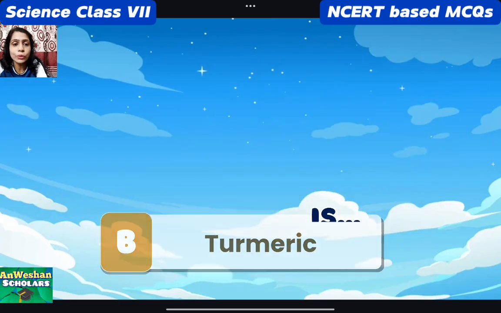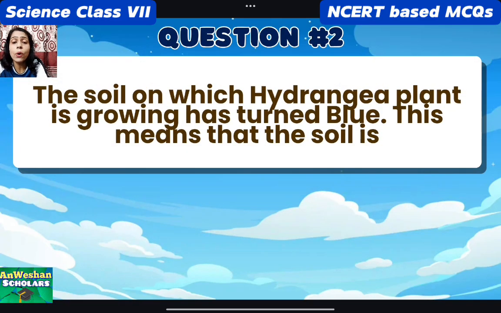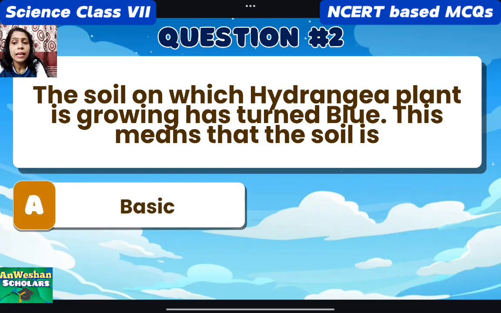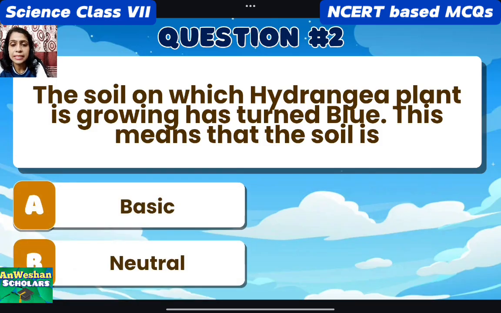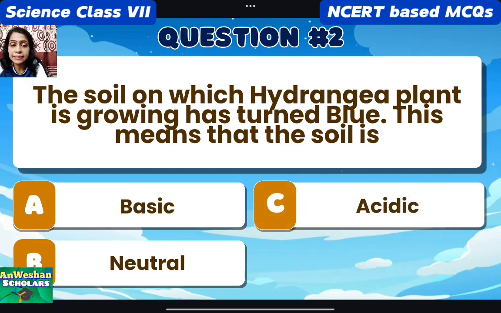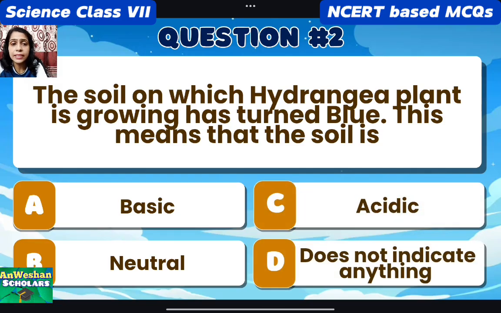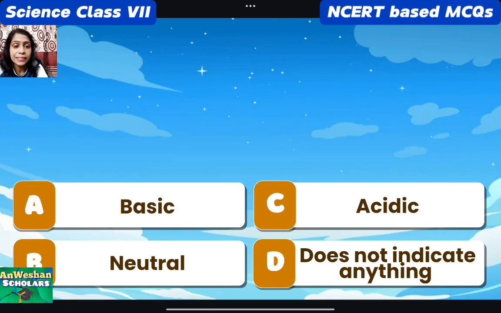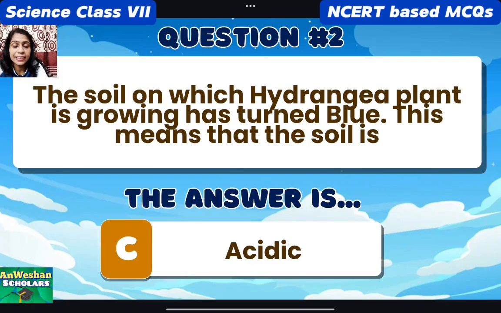Now moving on to question number 2. The soil on which hydrangea plant is growing has turned blue. This means that the soil is A, basic, B, neutral, C, acidic and D does not indicate anything. Well, hydrangea plant is certainly a plant which is quite unique. So what's the answer? The answer is acidic. Yes, when hydrangea plant is growing in a soil and it turns blue, it means that the soil is acidic.